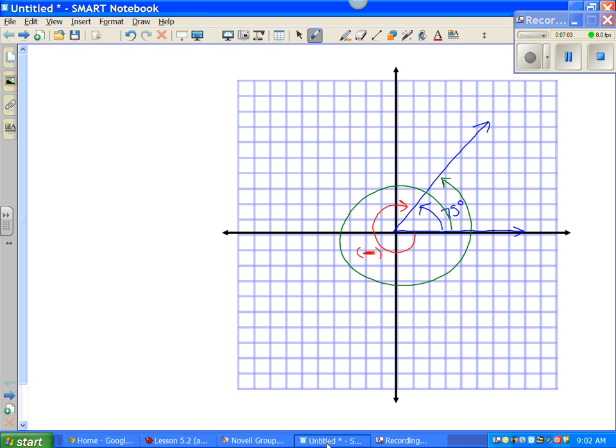Calculator's in front of you. 360 plus 75. Okay, so 435 degrees would be coterminal. Okay, who thinks they can find me what that negative angle would have been? Think logically. If this much is 75, how can I figure out what this angle is?